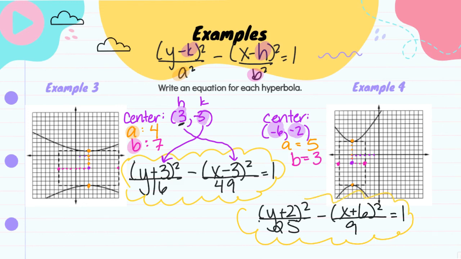And that is our equation of this hyperbola. So remember that this negative 6 has to go here, and this negative 2 has to go here. So those are switched on this equation of the vertical hyperbola.